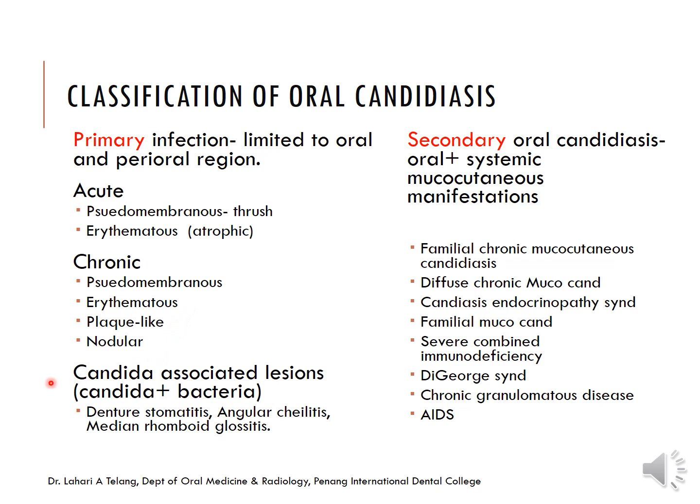And then there are candida-associated lesions. These happen because of a mixture of candidal and bacterial organisms together causing the problem in the oral cavity. The examples for these would be denture stomatitis, angular cheilitis, and median rhomboid glossitis. Under the secondary one, there are various diseases. Again, these are divided into diseases which are associated with endocrinopathy or mucocutaneous candidiasis, or diseases like HIV.